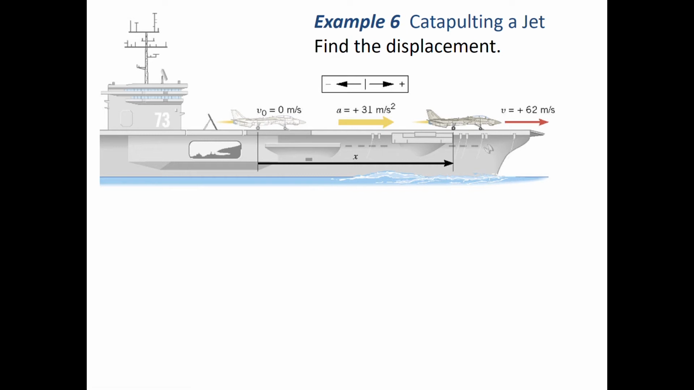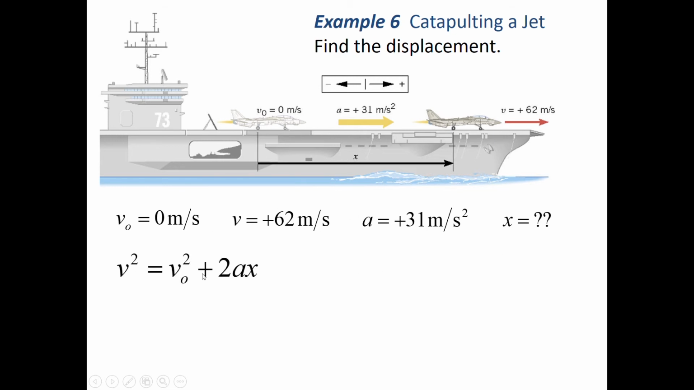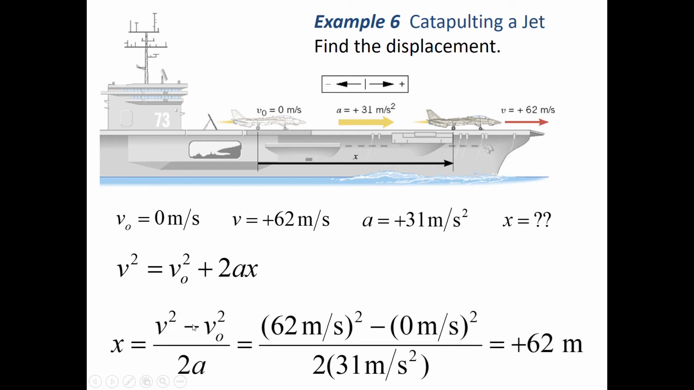All right. Always write down what variables I know. So I've got my initial velocity and my final velocity, acceleration, x equals question mark. Now I go look to my big 4 equations, find the equation that relates all these 4 variables. So v squared is v naught squared plus 2ax. Now I need to solve this for x, so I'm just going to move the v naught squared to the other side, divide both sides by 2a, and I've got x is v squared minus v naught squared over 2a.